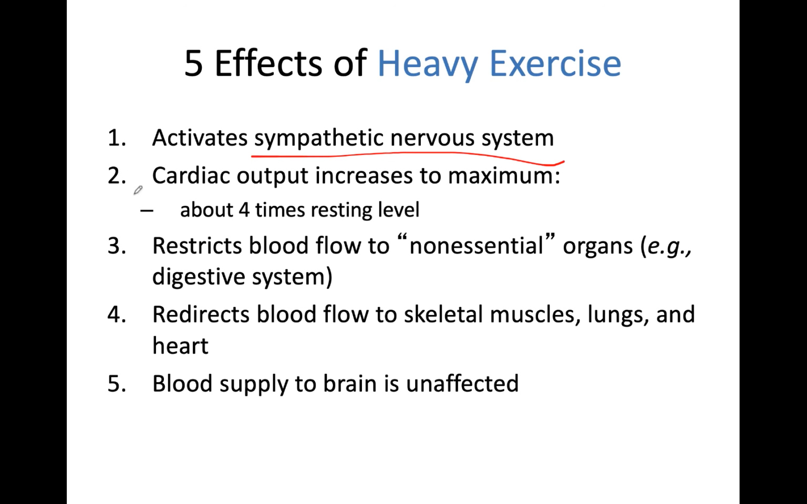This is going to increase the cardiac output to the maximum level. It's going to now start detouring blood away from non-essential organs and redirecting it to essential organs like the muscles, the lungs, the heart. However, blood supply to the brain will remain unaffected because this is the organ that actually requires the most blood and glucose and sugars and ATPs out of anywhere else in your body.